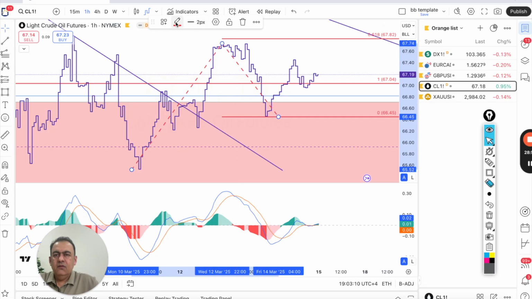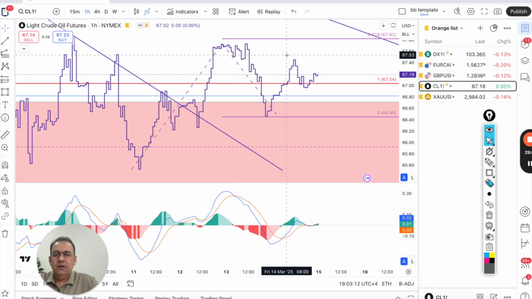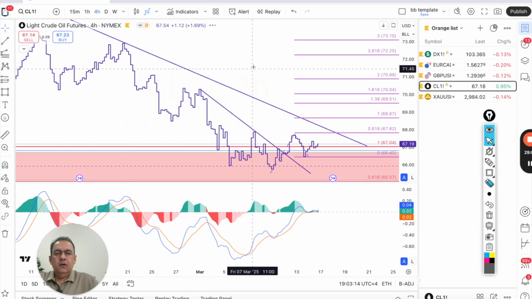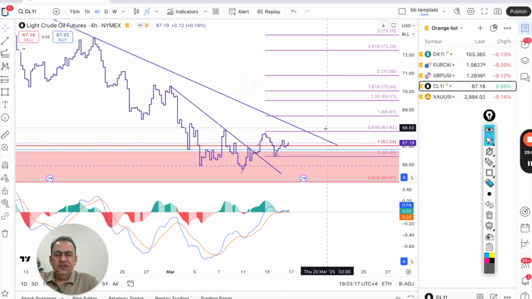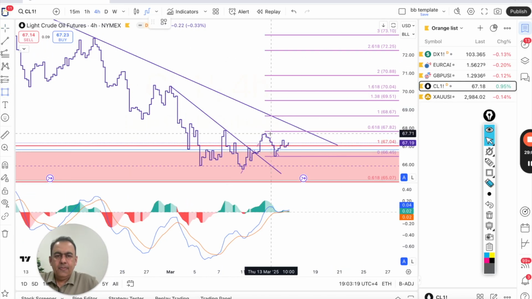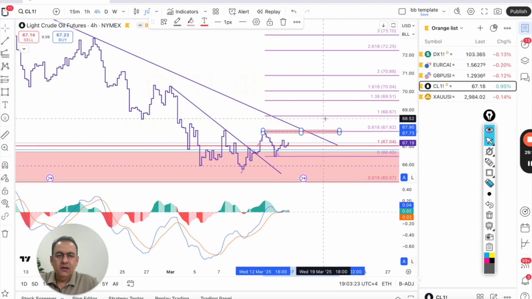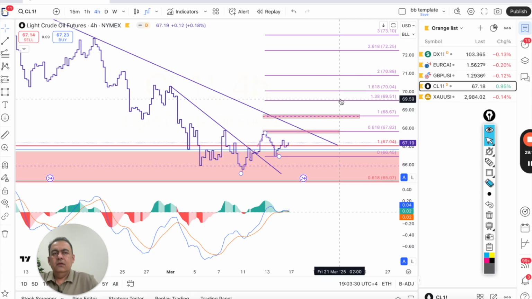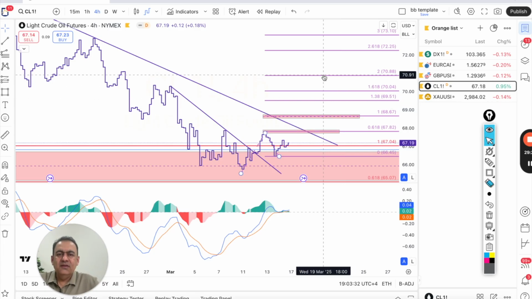Let's mark it with purple. Okay, so the potential upside target could be 67.82. In case we see more strength in the buyers, we can expect 68.67. And if buyers continue, I can see max up to 70.88, which is the best case scenario for buyers because the higher time frame is clearly bearish.